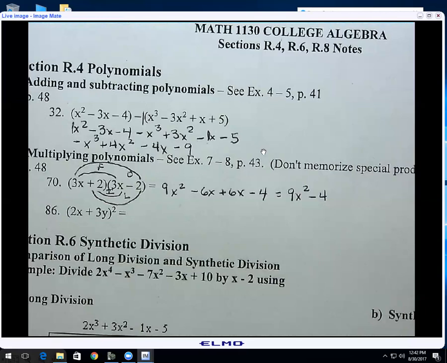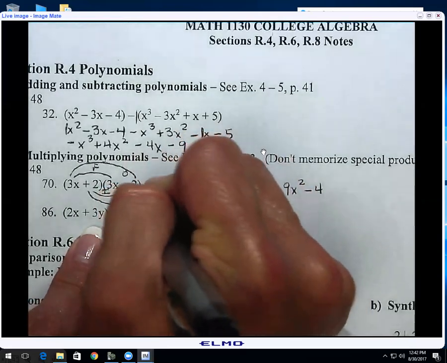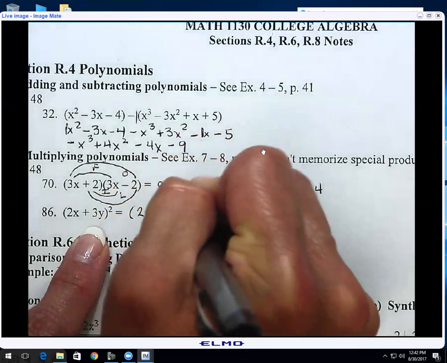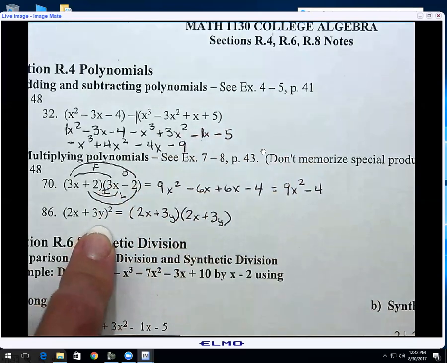There's a most common mistake on 86. I'm all about showing you the most common mistakes because they kind of make sense. A lot of people do it, but you have to be careful. When you have a binomial squared, what does it mean to square something? Just multiply it by itself. That's what squaring means. So if I have 2x plus 3y squared, that means 2x plus 3y times 2x plus 3y. That's the definition of what it means to square something.